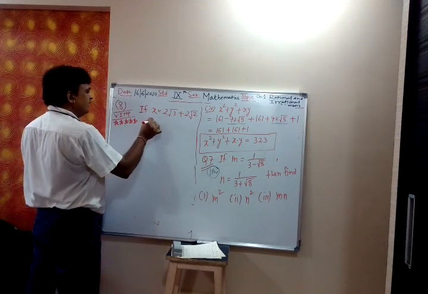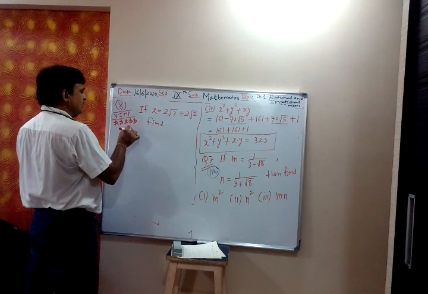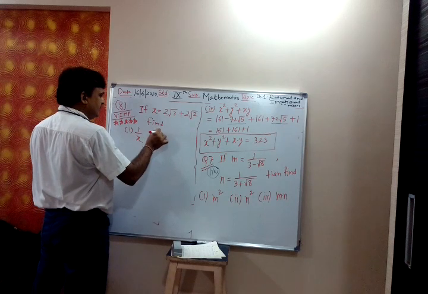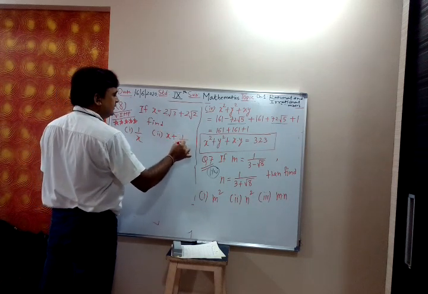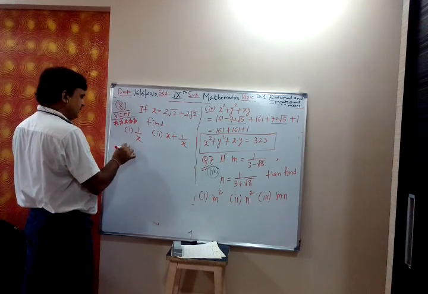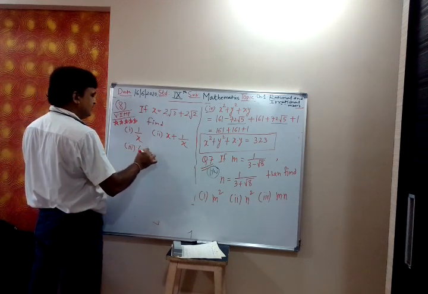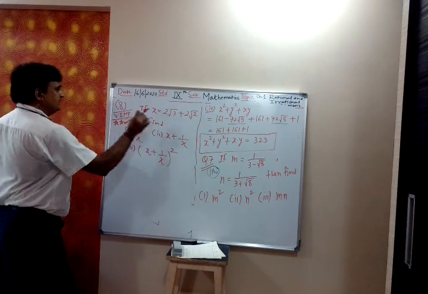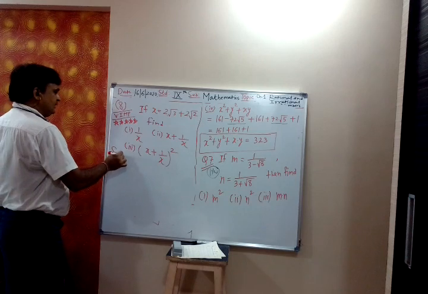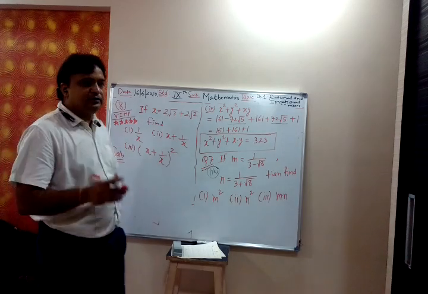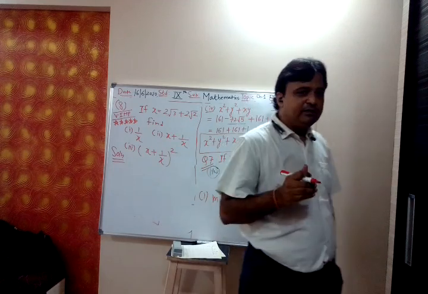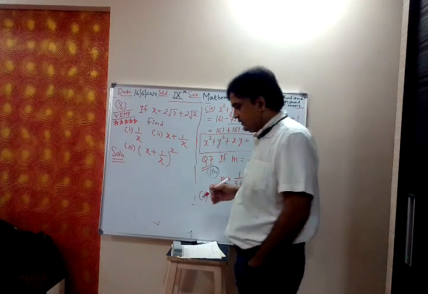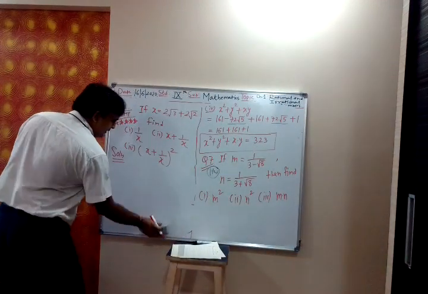Find first 1 by x, second x plus 1 upon x, and third x plus 1 upon x whole square, the square of this. So eighth one type of problems are important where you have to find 1 upon x. We are given x. From x we have to find 1 upon x. Does not matter, the method will be the same.